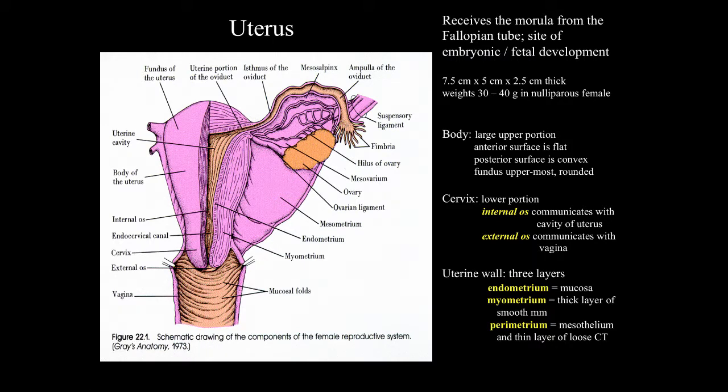The uterine wall has 3 layers. There's an endometrium, which is the mucosa. There's the myometrium, which is a thick layer of smooth muscle, and there's the perimetrium, which actually is rather thin. It's consisting of a mesothelium and a thin layer of loose connective tissue.